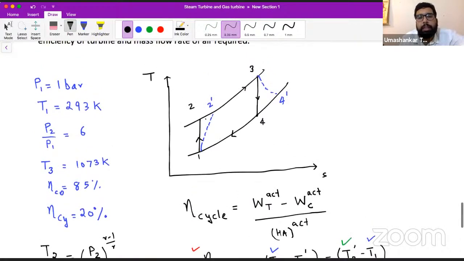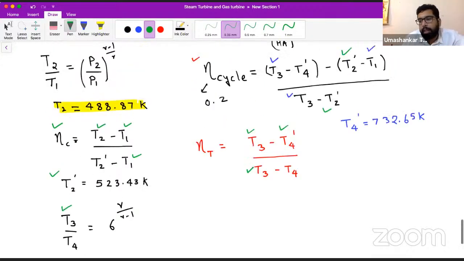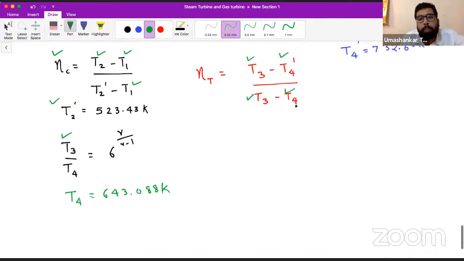Now see, T3 to T4 is isentropic, right? So pressure ratio is given to us. So 6 to the power gamma minus 1 upon gamma. Here we have the value of T3, which is 1073 Kelvin. So we can have the value of T4 from here, and it is coming out to be 643.088 Kelvin. You can cross check with me. So now we have this value of T4. We can put all these values here, and we will get our turbine efficiency.